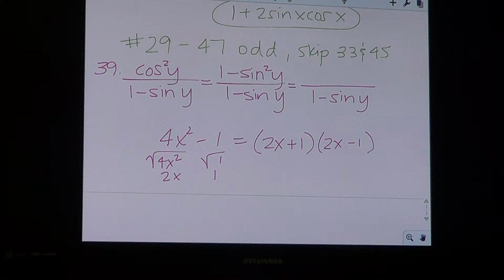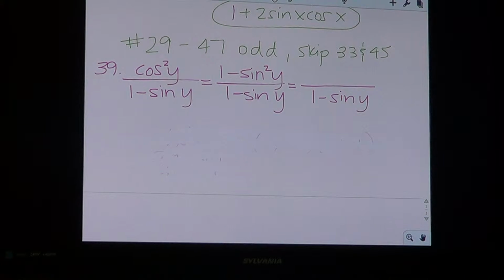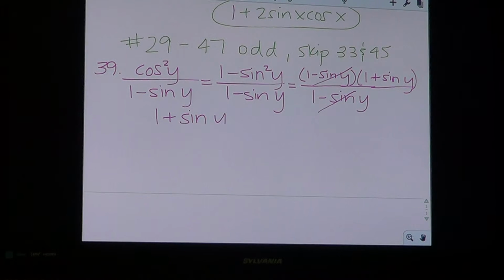Is that ringing a bell? So what could I factor the top to be? Like 1 minus sine y and 1 plus. Yes. I see. And so then the 1 minus sine y will cancel, and so then you have 1 plus sine y. That one was a little tricky.